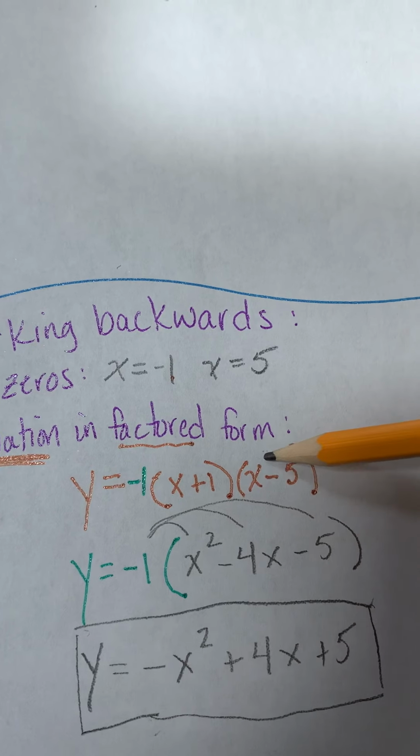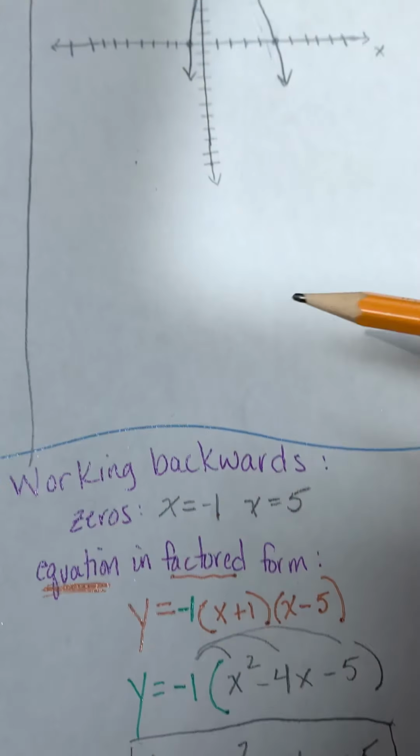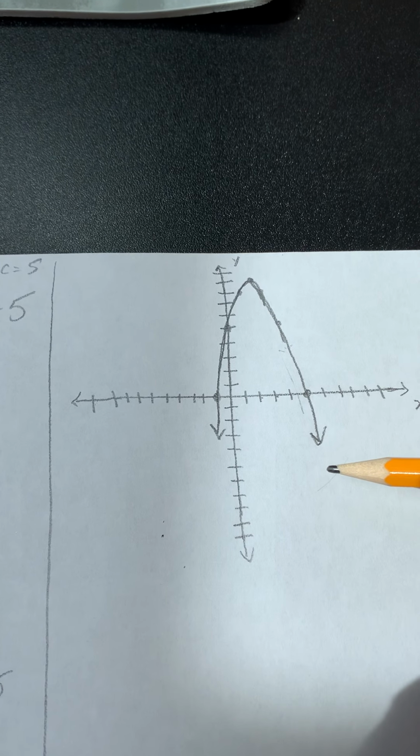This is the equation in factored form. But you need that negative because of the fact that it was upside down.